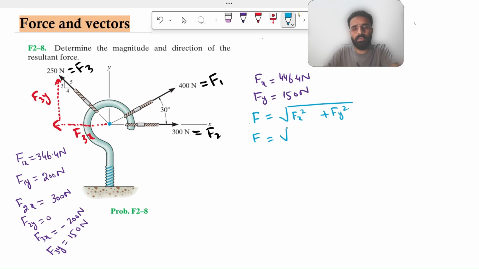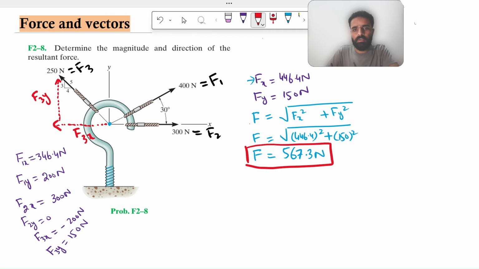So plug in the value of Fx square, which is 446.4 square, plus Fy, which is 150 square. So plug these in the calculator, we will get the value of the resultant force, which will be 567.3 Newton. This is the answer for the resultant force. Means we calculated the magnitude of the resultant force.